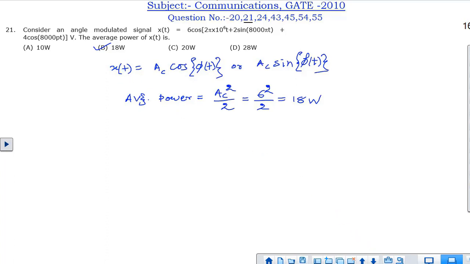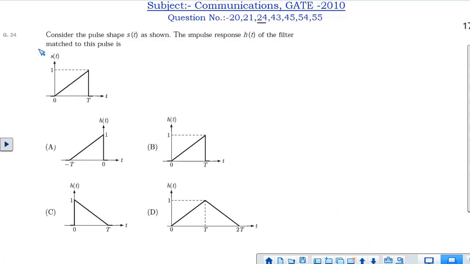Next question is question number 24. In this question, consider the pulse shape s(t) as shown. The impulse response of the filter matched to the pulse s(t) is, we have to find out which one is the impulse response among the options, that is the impulse response of the matched filter when s(t) is the input.